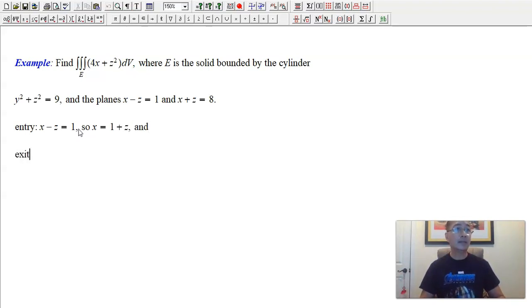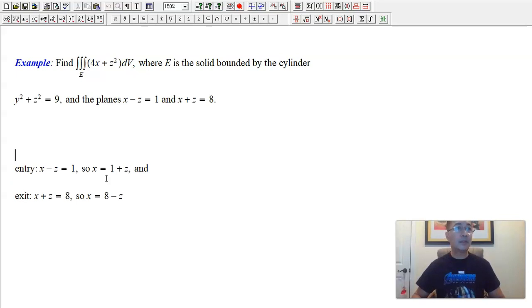And we exit at this point, this plane. So x equals 8 minus z. Okay, so those are our limits for the inner integral. Now let's put in our limits for r and theta and our conversions.